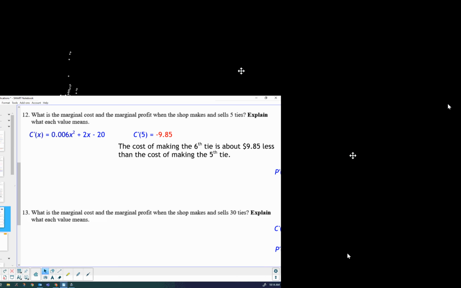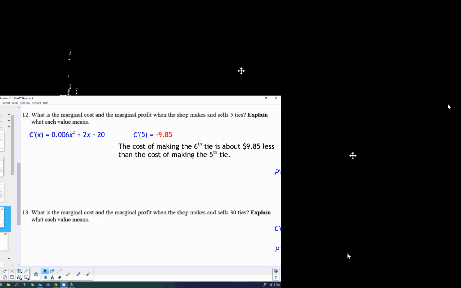Which is negative 9.85. What does it mean? Well, the cost of making one more is actually decreasing because it's a negative. Remember, marginal is always a rate of change. A negative rate of change means the y and the x move in opposite directions. So as I'm increasing the number of units, I'm decreasing the cost in this situation.